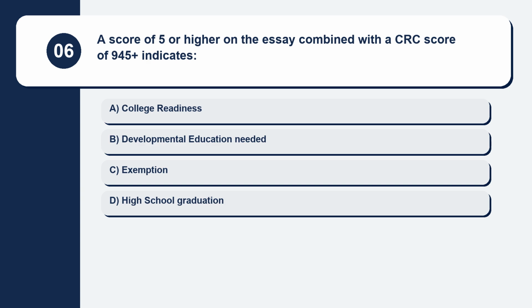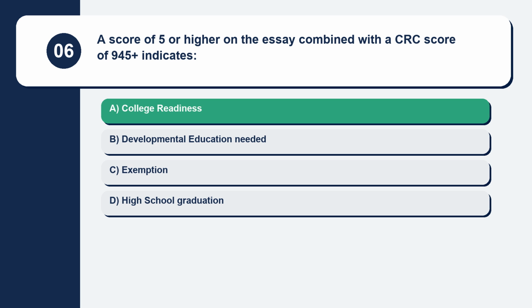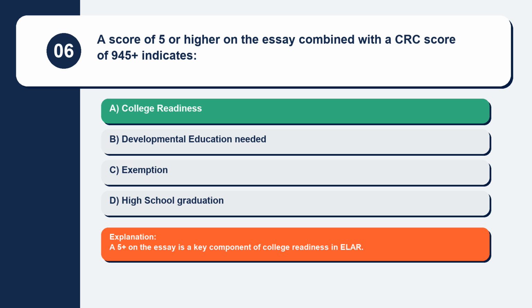Question 6. A score of 5 or higher on the essay combined with a CRC score of 945 plus indicates college readiness, developmental education needed, exemption, high school graduation. A 5 plus on the essay is a key component of college readiness in ELAR.